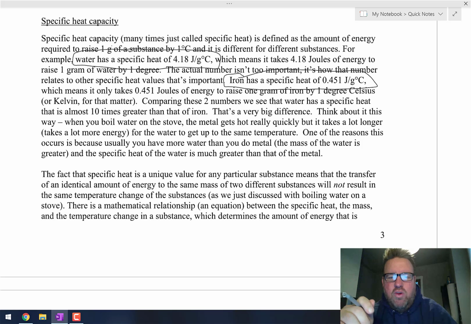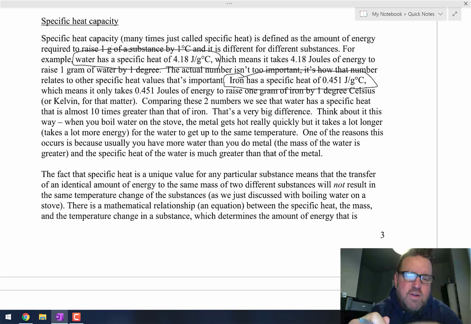If you stick your hand in the water, you're going to be like, ooh, wow, that's hot. But if you touch the metal, you're going to burn yourself pretty bad because the metal is going to be really, really hot. Okay? And so specific heat is really, really important.